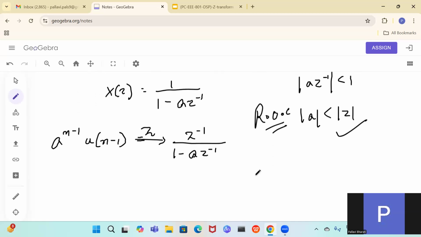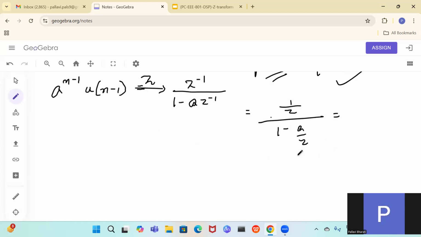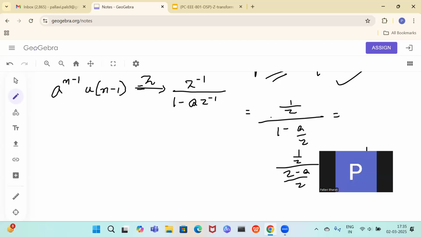You can write it in a better way, like 1 by z times 1 by 1 minus a by z. So this is going to give you how much? 1 by z times z by z minus a. That will give you z and z gets cancelled. So you will be getting 1 by z minus a. So this is going to be the Z transform of a to the power n minus 1, u of n minus 1. So these are the two properties. We will be discussing the other properties in the next class. Thank you.